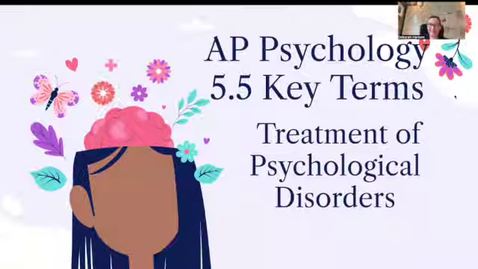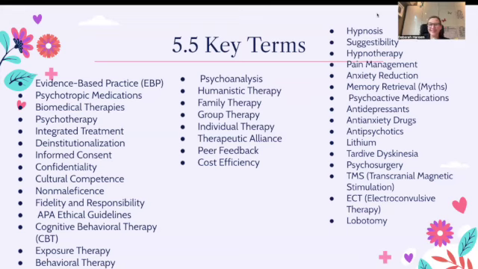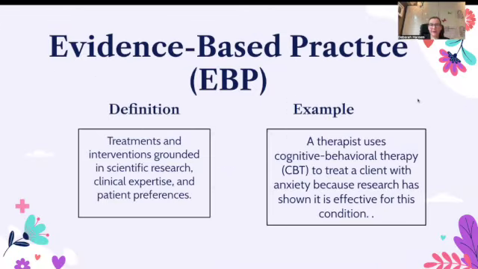Okay, let's get started. So as I mentioned, here's the list of all the key terms for 5.5. And like I said, there are a lot of them, but that's okay. We're going to go through them one by one with the definition and real life examples. So get those flashcards ready or your notes or however you decide to keep track of these. Remember, the key to the 5 is the key terms. So we've got to know those. We've got to be able to apply them on test day. Here we go. Okay, let's start off with evidence-based practice, EBP.